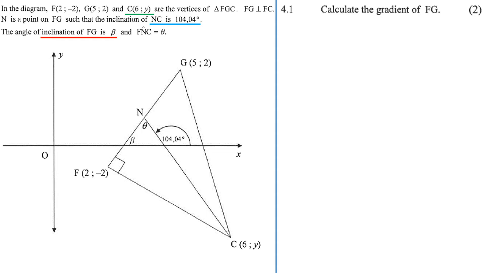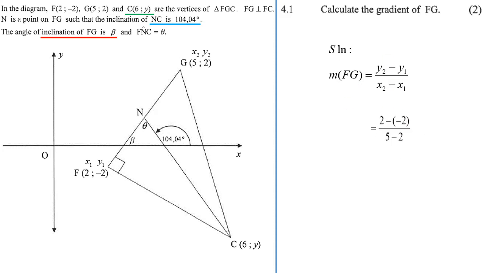Okay, let's label. Let's take the coordinates of F to be x1 and y1, and the coordinates of G to be x2 and y2. Very simple: x1, y1, x2, y2. Now, let's write down the formula. Remember, small letter m is for the gradient. The gradient of FG is equal to change in y divided by change in x, which is y2 minus y1 divided by x2 minus x1.